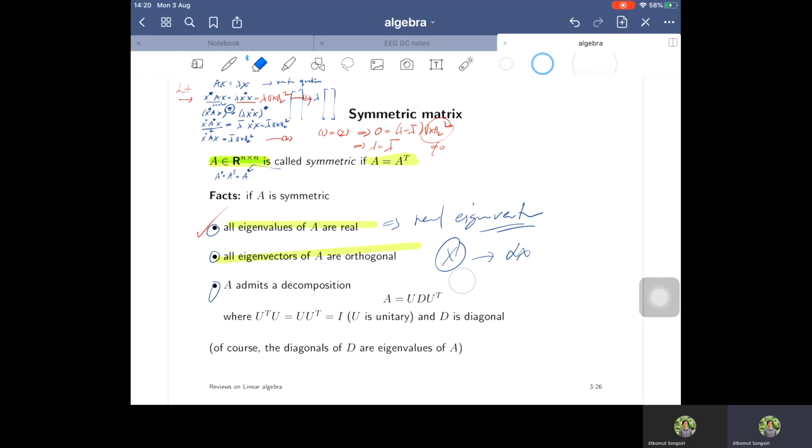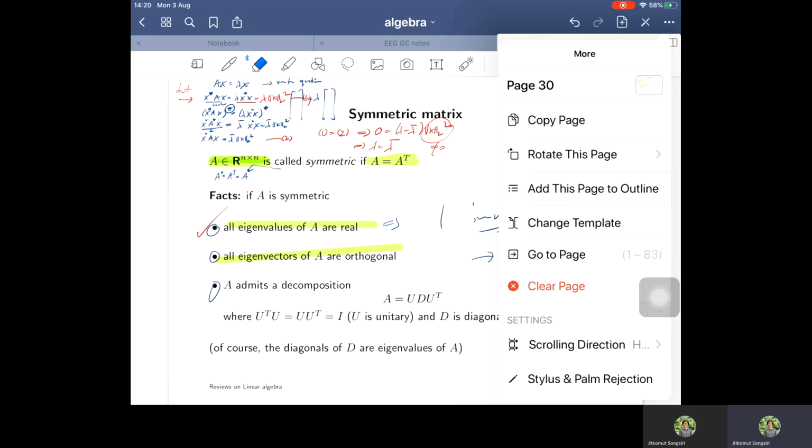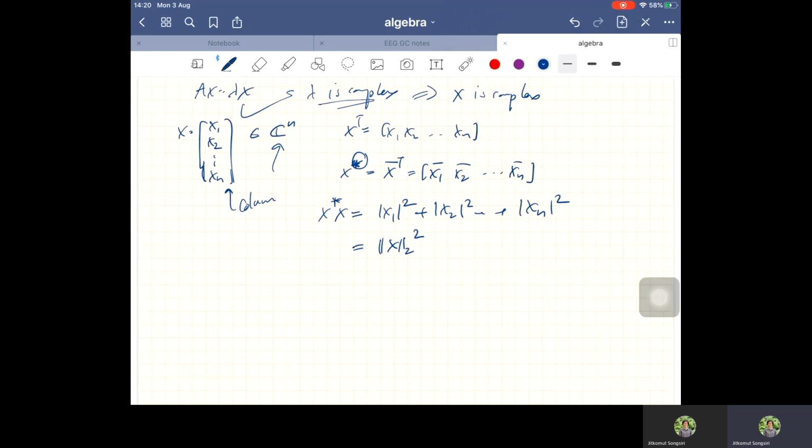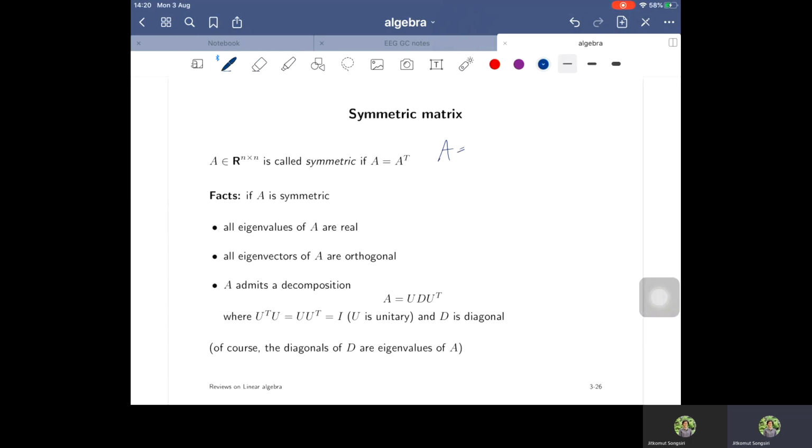Of course, when we take a look at the eigenvalue decomposition, recall that for any matrices that are diagonalizable, the matrix A will admit this eigenvalue decomposition. But then we just have proved that all the eigenvectors of A are orthogonal. So the matrix U here is a matrix that contains eigenvectors of A.